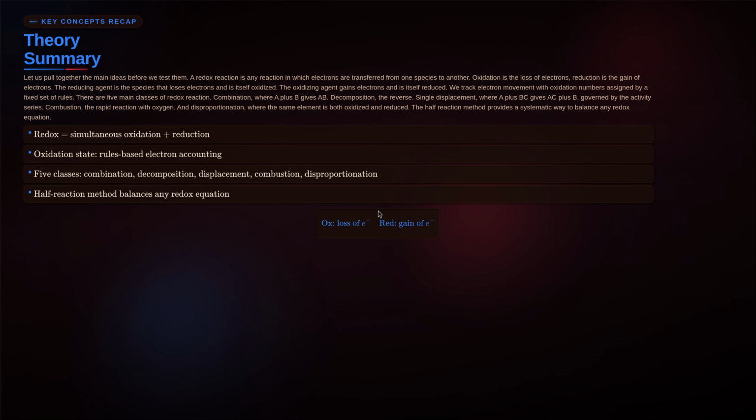Combustion reactions, the rapid reaction with oxygen. And disproportionation, where the same element is both oxidized and reduced. The half-reaction method provides a systematic way to balance any redox equation in acidic or basic solution. These are the tools you will need for the quiz and problems ahead.